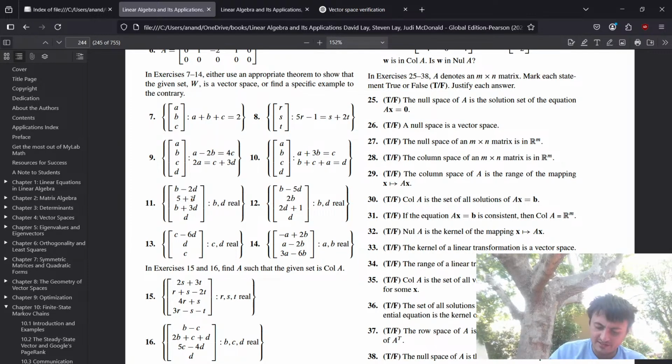We can rewrite this into our parametric form as we have that offset vector of 0, 5, 0, 0 plus B times 1, 0. Wait, actually, hold on. Yeah, 1, 0, 1.